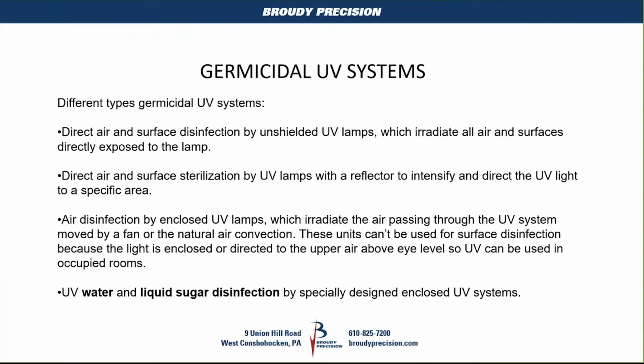And then there's air disinfection by enclosed UV lamps, which irradiate the air passing through the UV system by a fan that's moving the air or natural convection. Units can't be used for surface disinfection because the light is enclosed. It's usually inside of an air handler or something, or it's directed to the upper air above eye level, so the UV can be used in occupied rooms.